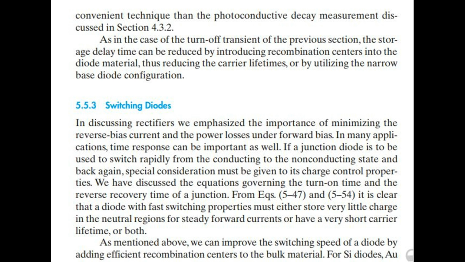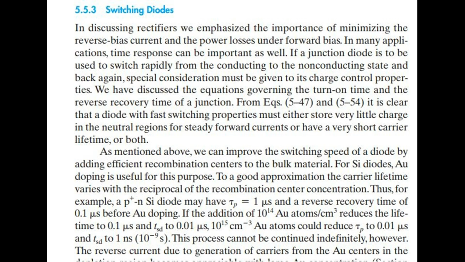As mentioned above, we can improve the switching speed of a diode by adding efficient recombination centers to the bulk material. For silicon diodes, gold doping is useful for this purpose. To a good approximation, the carrier lifetime varies with the reciprocal of the recombination center concentration. Thus, for example, a P+N silicon diode may have τp equal to 1 microsecond and a reverse recovery time of 0.1 microsecond before gold doping.